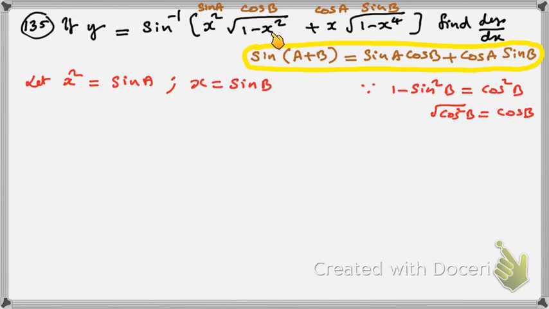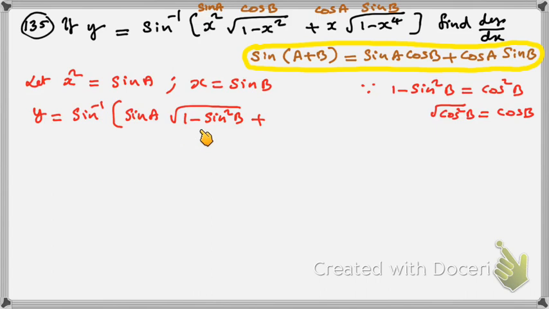If I choose x as sine B, 1 minus sine square B would become cos square B and root of cos square B would become cos B, so that I have sine A into cos B. So you need to figure out that substitution. And then your question becomes y is equal to sine inverse of x square is sine A into root of 1 minus x square. X is sine B, so x square is sine square B, plus x is sine B into root of 1 minus x raised to 4.